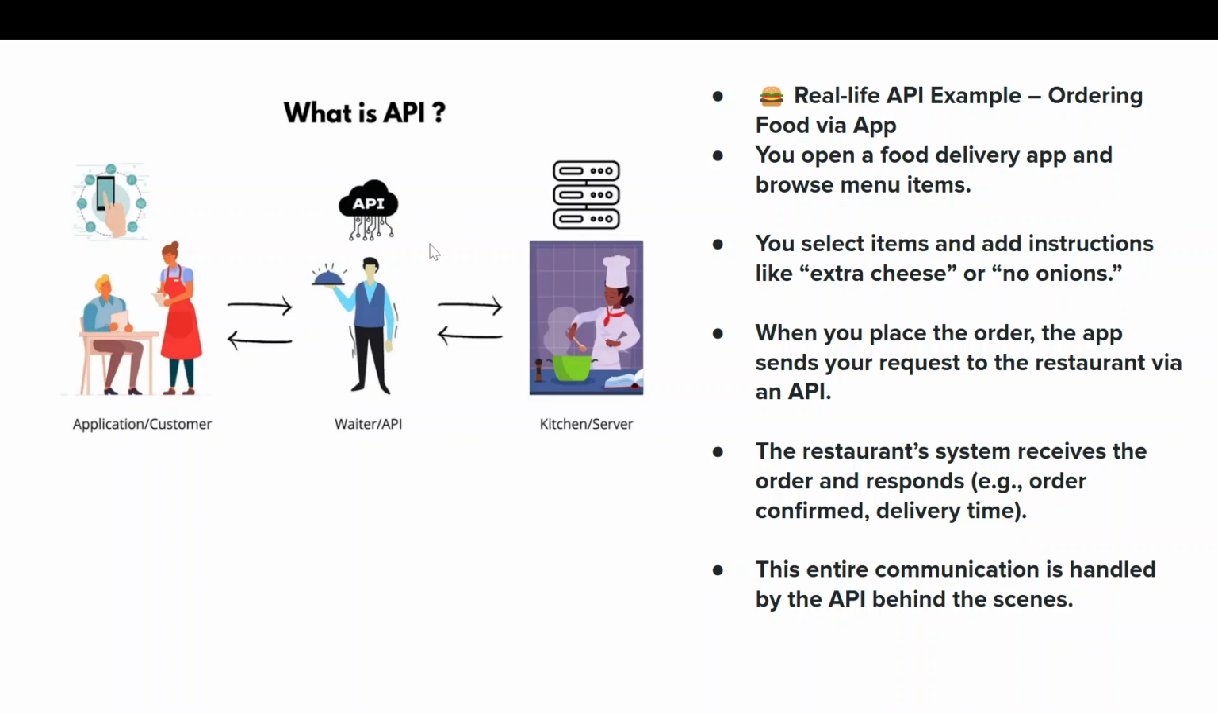So who is the middleman between the application, or we can say the customer, and the kitchen, which we can consider as a server? So API acts as the communication medium between the application, customer and kitchen, or we can say the server in that case. So that is a practical example we can compare with API.